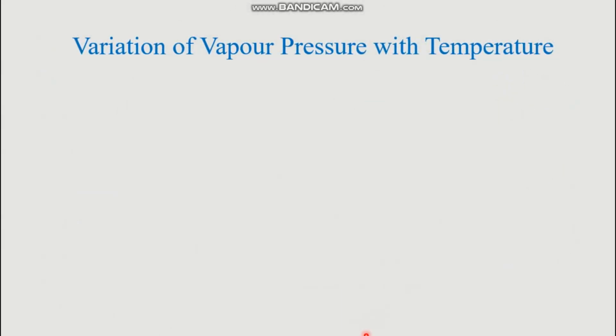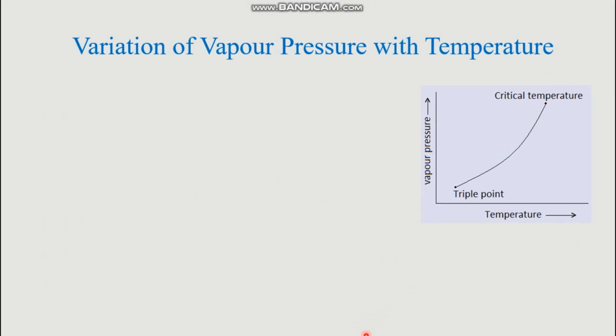Now, this variation of vapor pressure with temperature, how does it take place? Let's have a look. Here is the graphical presentation where vapor pressure is plotted against temperature. Here, the vapor pressure of the liquid increases on increasing temperature. This starts at the triple point of the substance and it ends at the critical temperature of the substance.